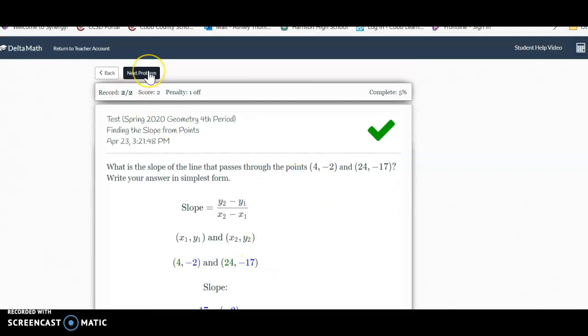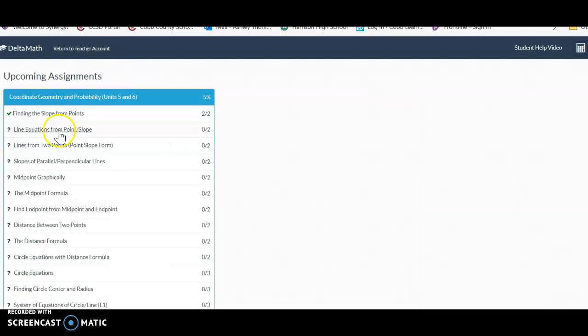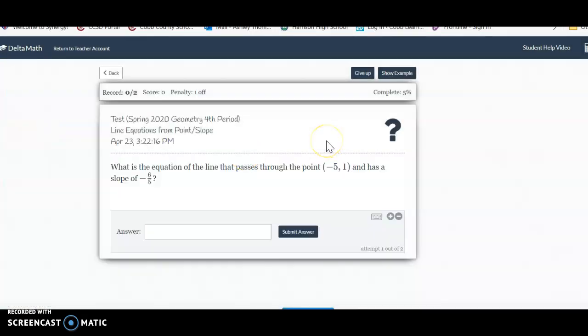Okay, so don't go to the next problem. You've already gotten 2 out of the required 2. Go back to your list and move down to the next skill. See, this one has a check mark, so this one is finished. Now I'm ready to move on to the next one. Okay, you can also see an example, or if you can't figure out the problem, you can give up on the problem, although then you just have to keep trying problems.